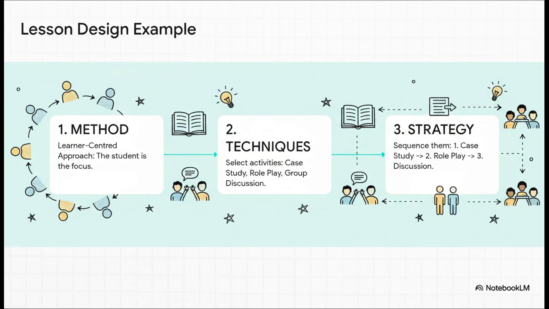Okay, step 1. Our method is learner-centered. That means the focus is on student activity. Step 2. We need techniques that get them active. So we pick a case study for some real-world problem solving, a role play to build empathy, and a group discussion so they can build ideas together. And finally, our strategy is how we sequence them. See? Method, techniques, strategy, all working together to empower the student.